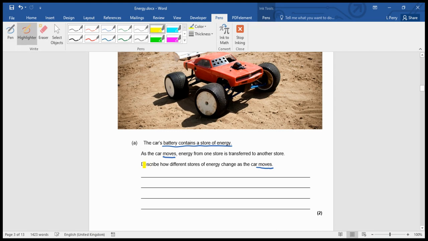It is a describe question, so we've got to say what's happening. But it does tell us the battery contains a store of energy, and it tells us the car then moves. We know movement energy is kinetic energy, so we know we're going to be mentioning that, but we need to name this store of energy in the battery first. So batteries contain chemicals, so we start off with a chemical store of energy in the battery. So the battery contains a store of chemical energy.